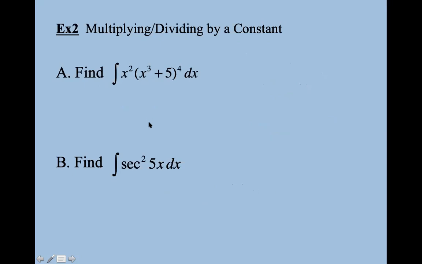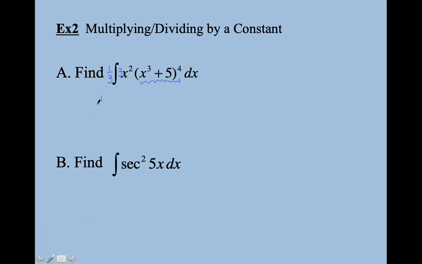Sometimes you have to multiply or divide by a constant. We looked at some of those, where it looks like the original, except that it's missing a constant. So here's my complicated part. If I take the derivative of this inside, I should get 3x squared, but I don't have my 3. So if I put my 3 in, I need to take a 1/3 out. Now I've taken care of the change, so I'm really just looking at this part here and finding the antiderivative of that.